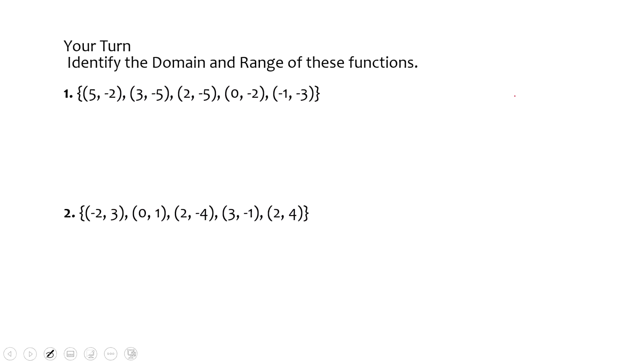Go through and figure out what the domain is, figure out what the range is, list them out, and then come back again and check your work. I'm going to have you enter those in the Edpuzzle and then come back and check and see if you were right.